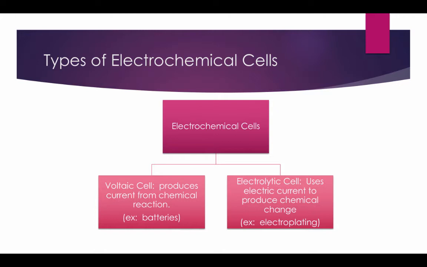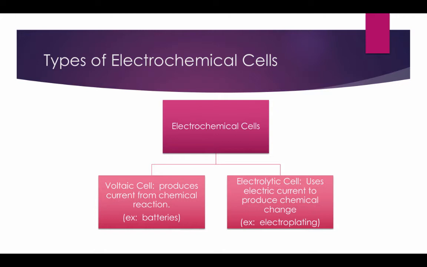After this, we'll turn to electrolytic cells. This is the opposite. Electrolytic cells use an electric current to produce a chemical change, such as in electroplating, where an electric current is used to cause a non-spontaneous reaction to occur.